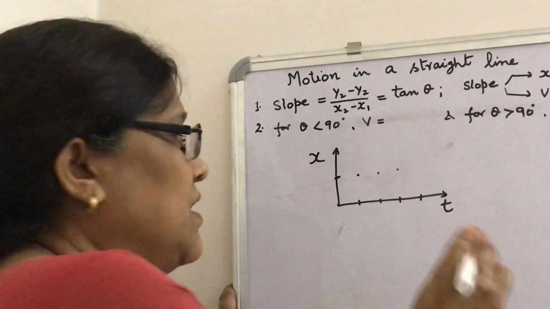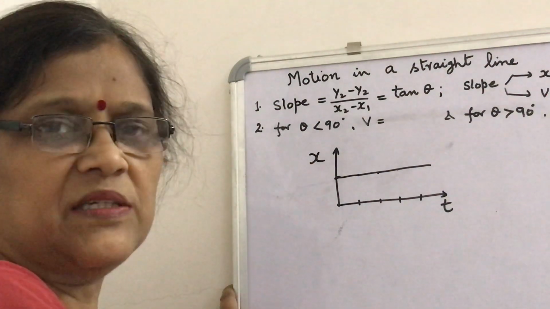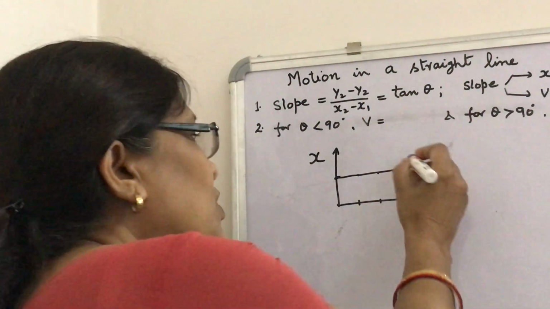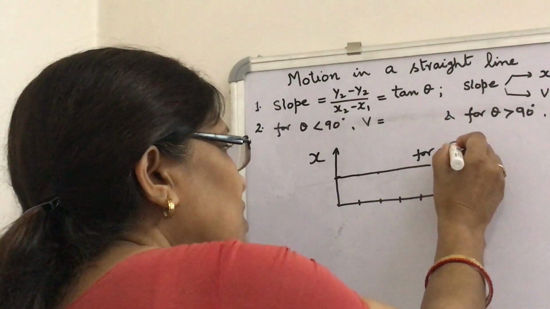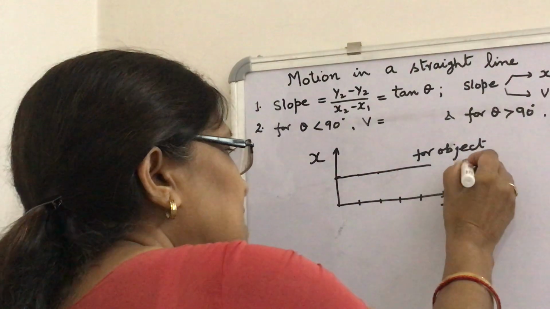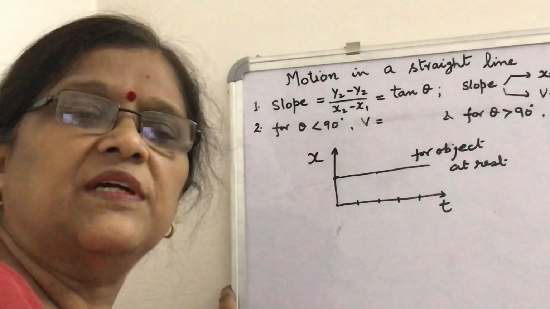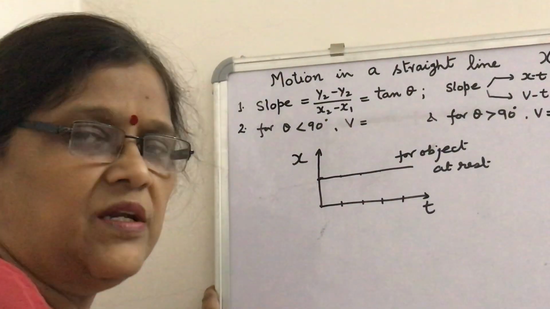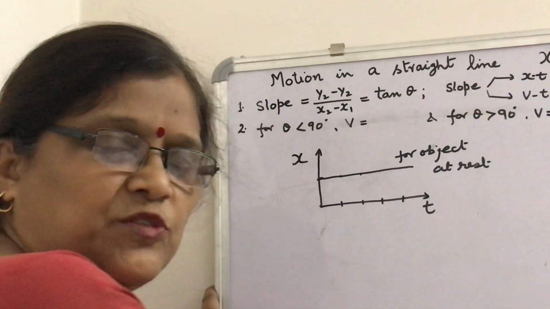What will be the graph? The graph will be a straight line parallel to the time axis. So, for what is this graph? For an object at rest. So, in this way, if it is asked what this graph represents, then you will say the object is stationary at rest, or the converse, that if you are asked to plot the graph for an object at rest, then you will draw it like this, the position-time graph.